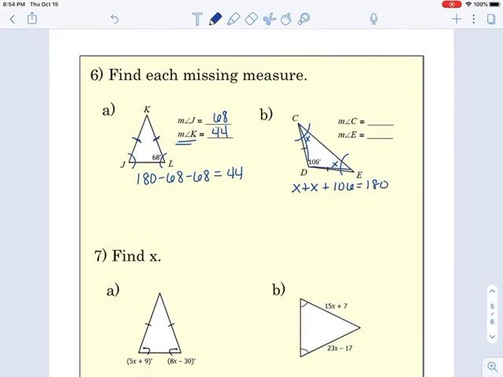You don't have to write an equation. You could have just taken the 180, got rid of the 106, and then divided by 2. It's completely up to you. When I subtract the 106 from both sides, I should get an answer of, and I'm going to combine them, X plus X is 2X, and 2X is going to equal 74. Divide both sides by 2, and X is going to equal 37. So both the measure of angle C and E will both be 37 there.